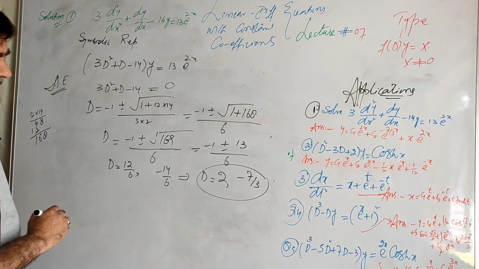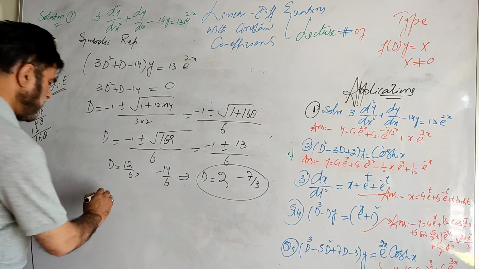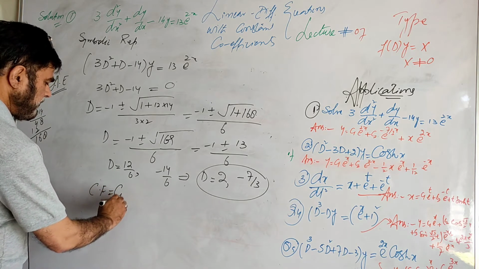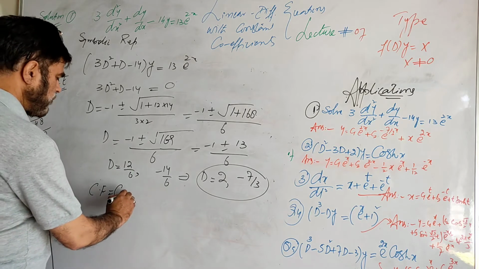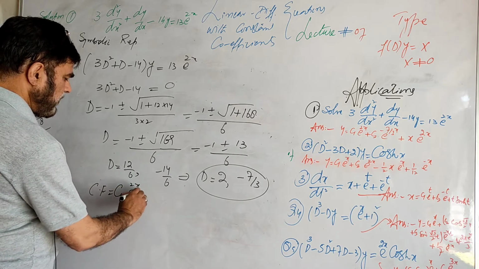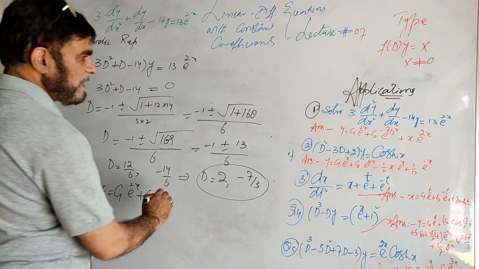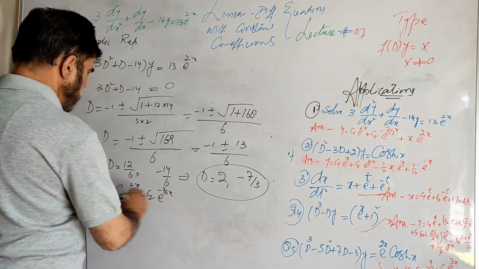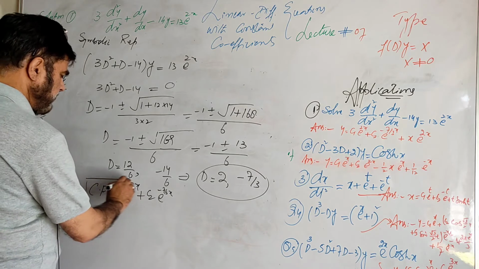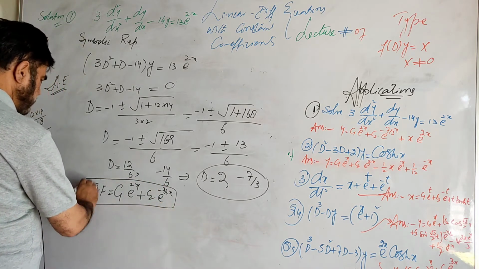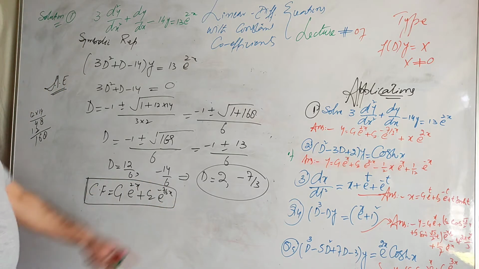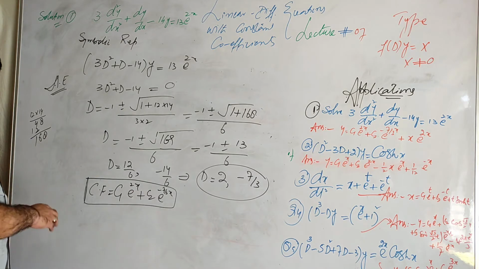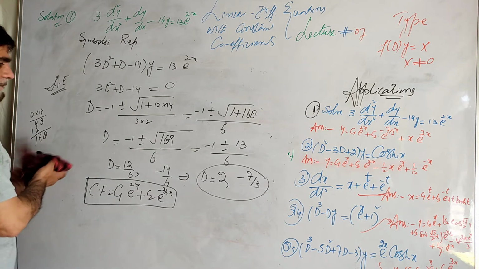What is the complementary function corresponding to these two values? The complementary function is given by c1 e raised to power 2x plus c2 e raised to power minus 7 by 3 x. This is your complementary function. Now we go for the particular integral. Let us find out the particular integral.